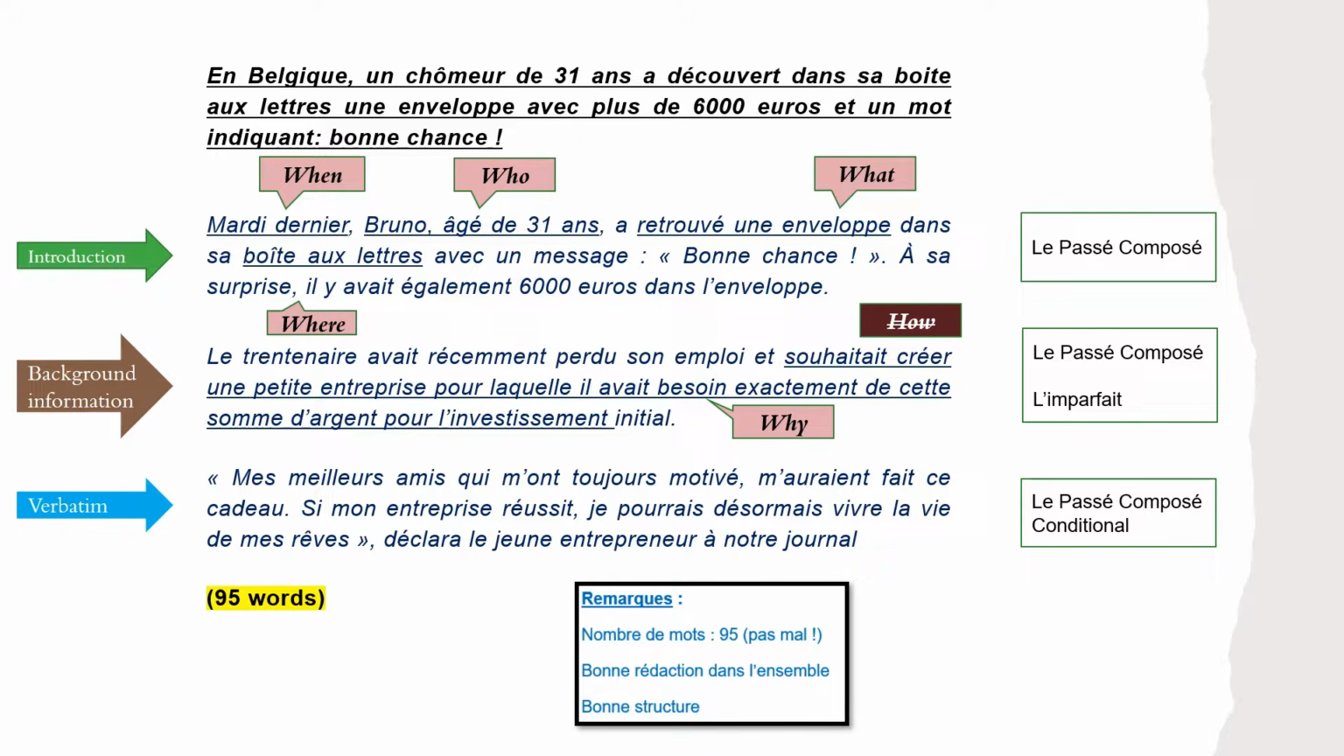In terms of number of words, I've written it in 95 words, which is fine. And in terms of the comments, my teacher says that 95 words is not bad. Overall, good writing and good structure.